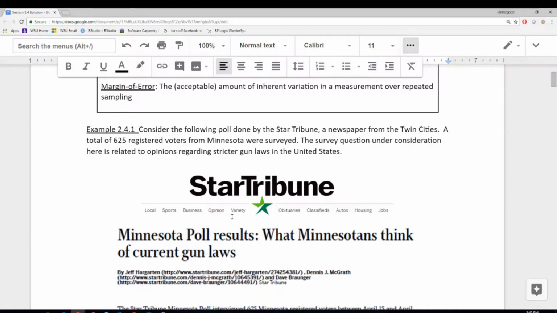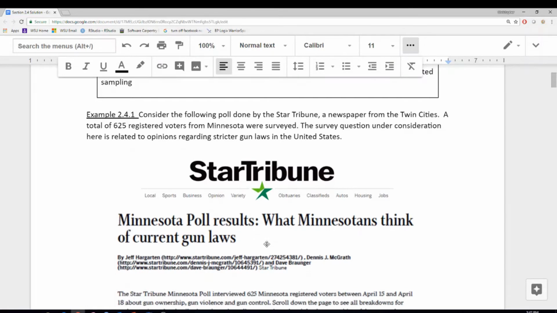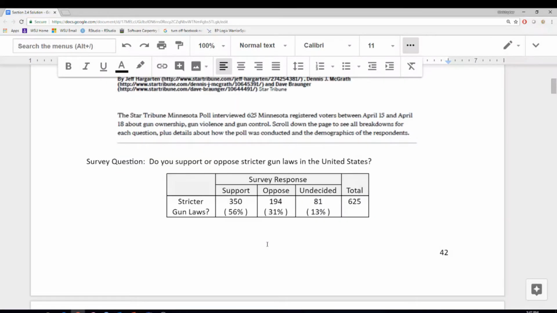This particular poll was done by the Star Tribune, which is a newspaper from the Twin Cities. A total of 625 registered voters from Minnesota were surveyed. The survey question under consideration here is related to opinions regarding stricter gun laws in the United States. So what was the survey question that the individuals were asked? It was, do you support or oppose stricter gun laws in the United States?